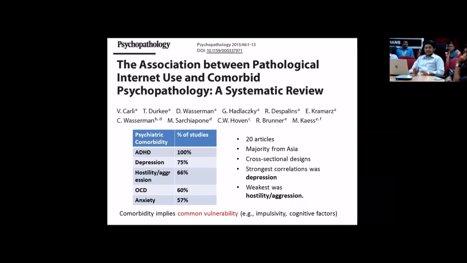They also said that there was the strongest correlation between depression and internet use, and the weakest was with the hostility and aggression groups. So probably what it implies is that comorbidity implies a common vulnerability to different phenomena of the expression of the disorder. Probably some underlying impulsivity and cognitive factors could be similar to this shared vulnerability.